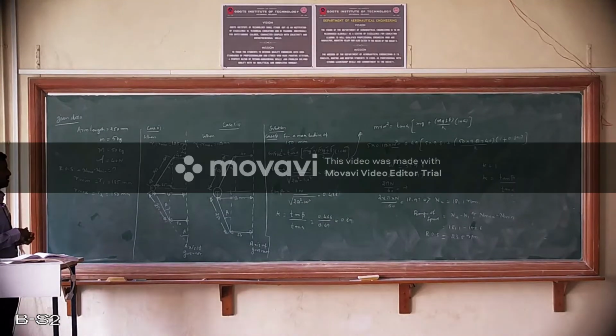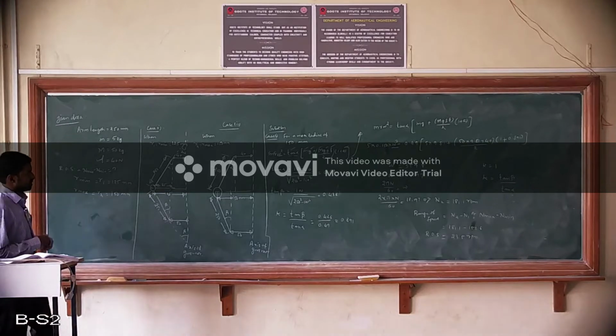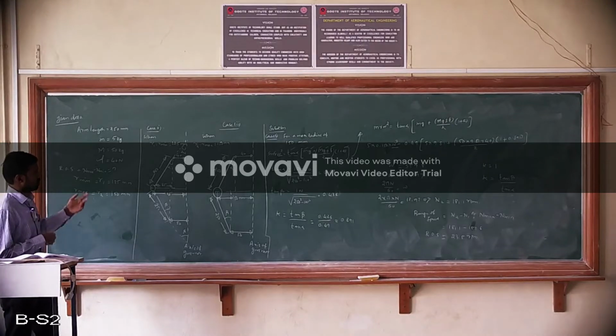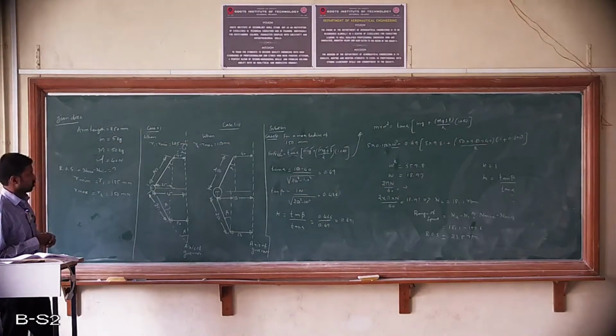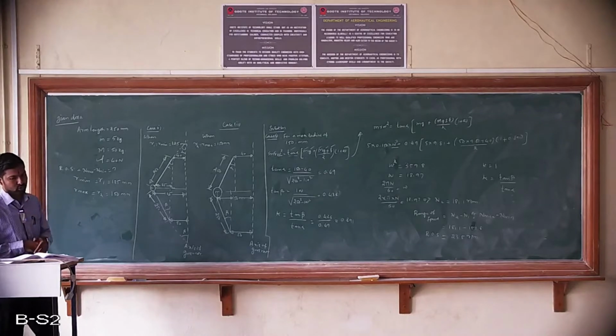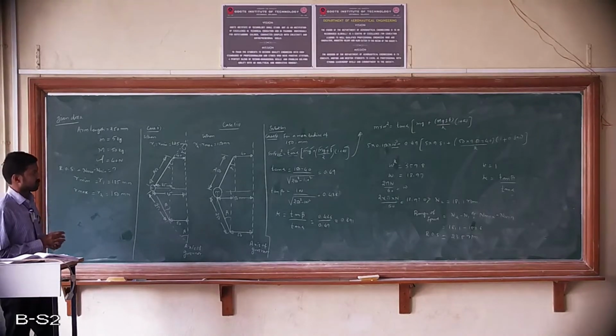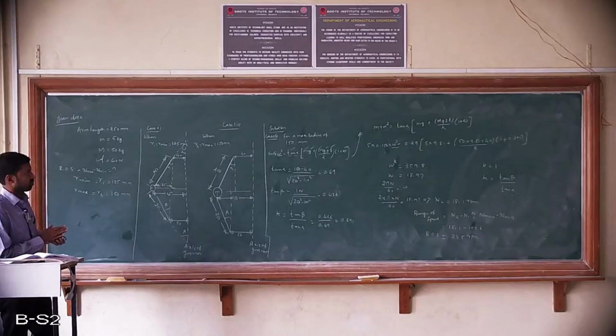There are still many problems, but the variety is going to remain the same. You can refer to VP Singh and other textbooks for solving the problems. But the varieties are going to remain the same. So this completes the problems and concept of Porter governor.